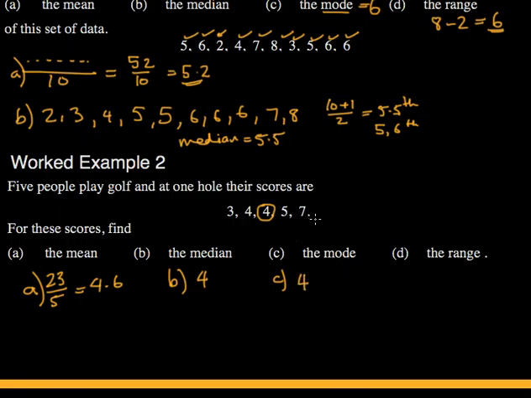Now interestingly, if there happened to be a 7 here, the mode, would it be 4 or would it be 7? Well, this in fact is bimodal, and the answer would be 4 and 7. For D, the range is to find the largest value subtracting the lowest value. So that is 7 minus 3, which is 4.